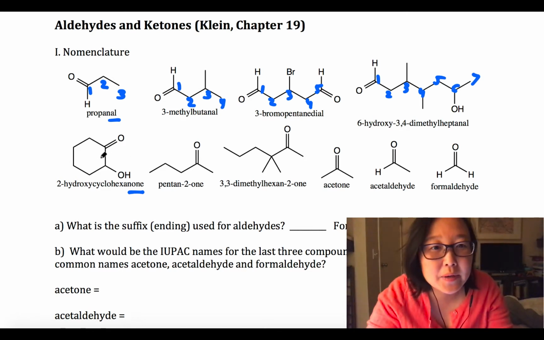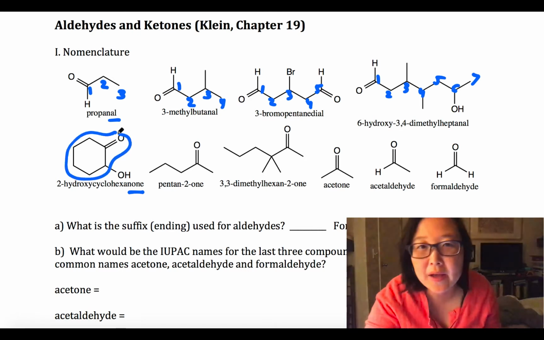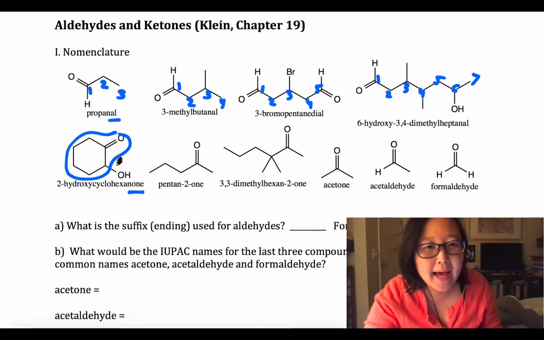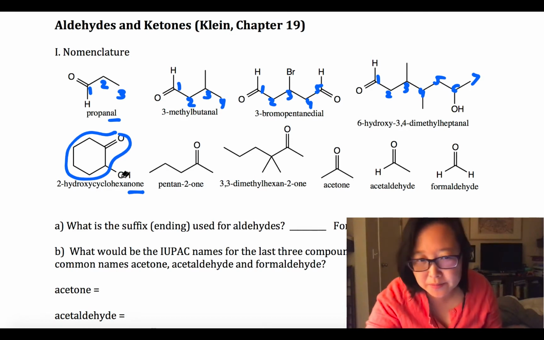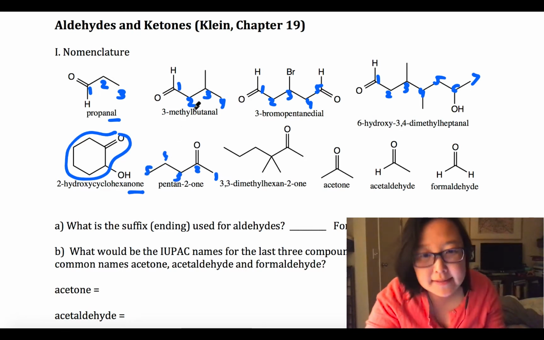All right, with the ketones, this is a cyclic ketone here. So we think of this as a cyclohexanone, ONE for ketone. But then we've got this hydroxyl group. So it's a 2-hydroxycyclohexanone. With ketones, you can say where the carbonyl group is, because the carbonyl group can be anywhere. It can be on carbon 2 or carbon 3. In this case, we want to say it's on carbon 2, so pentan-2-one.